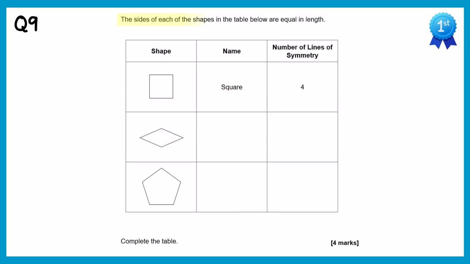In this question, we're told that the sides of each of the shapes in the table are equal in length. We need to name the shapes first of all. So for the one in the middle there, we have a 4-sided shape where all of the sides are the same length. It's clearly not a square, so this one is a rhombus. You should not call this a diamond.